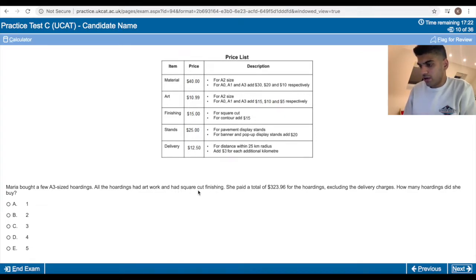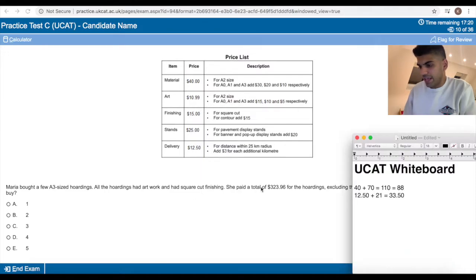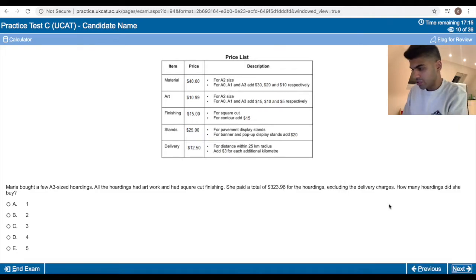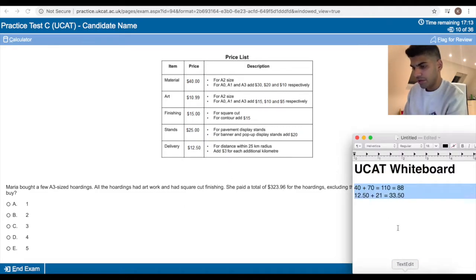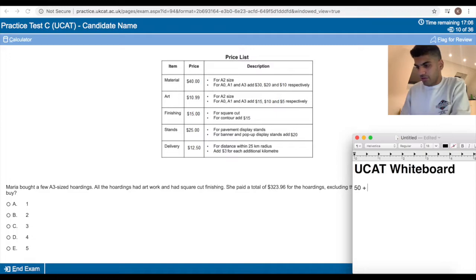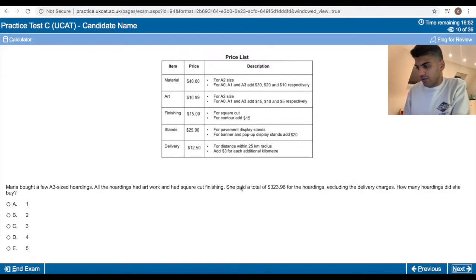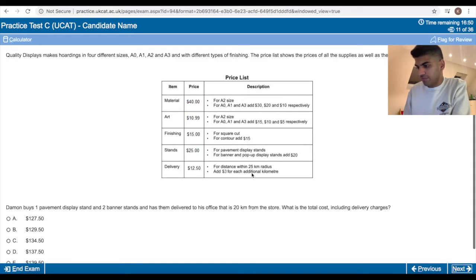Okay. Maria bought a few A3 sized hoardings. All the hoardings are artwork and square cut finishing. Okay, so we had A3 size hoardings. So she paid, they told us how much she paid. How many hoardings did she buy? Okay, so we're going to work out the price. So A3 hoarding is 50 for the hoarding plus 16 for the artwork just rounding up, and square cut finishing is 15. So that means it is in total 81 per hoarding. So 323 divided by 81 is 4, roughly.